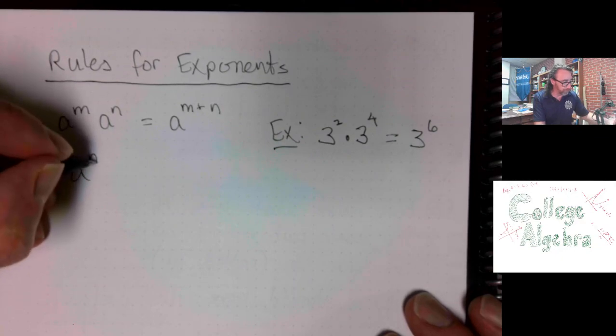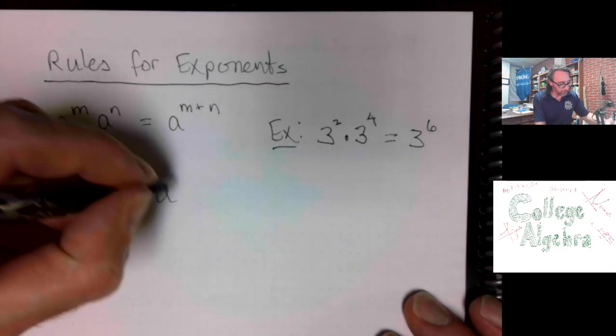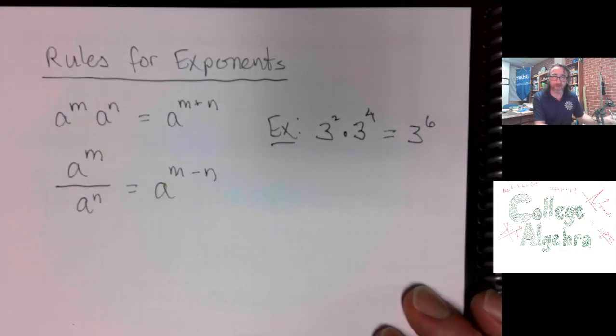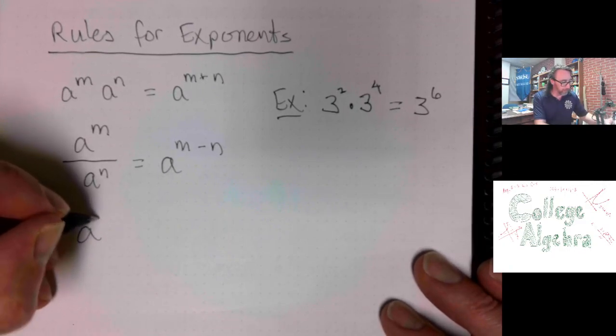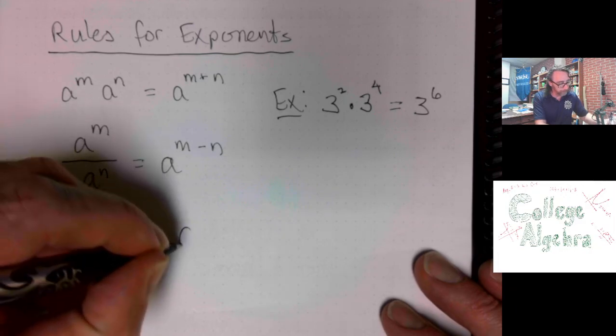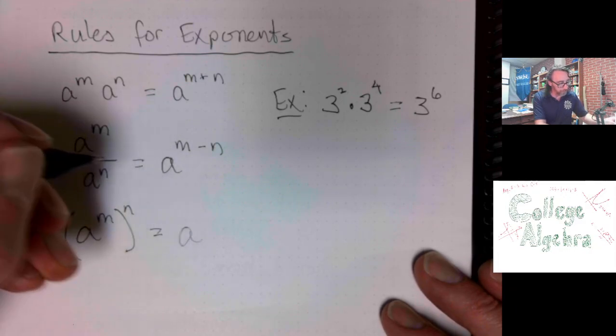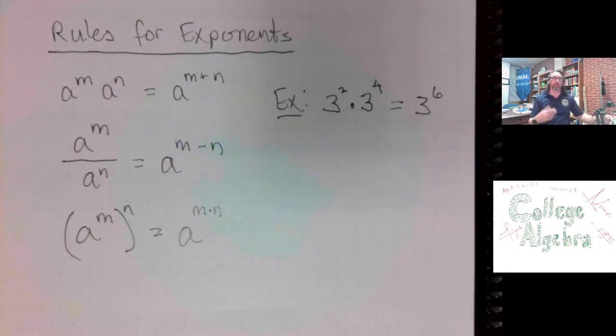If you divide 2 powers of the same base, subtract the exponents. If you raise a power to a power, multiply the exponents. Okay, so rules for exponents, and I'm sure you already knew these from elementary algebra or wherever you get that. So let's go back to this.